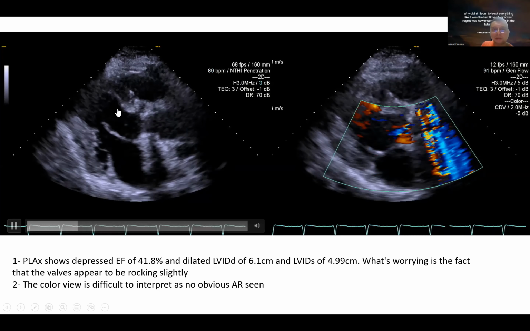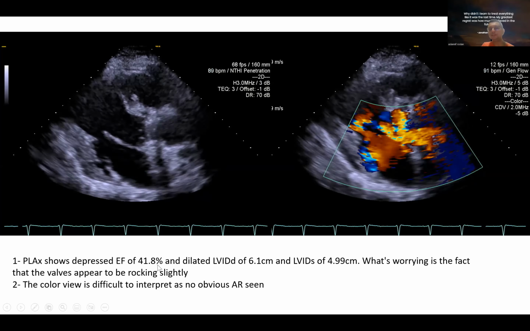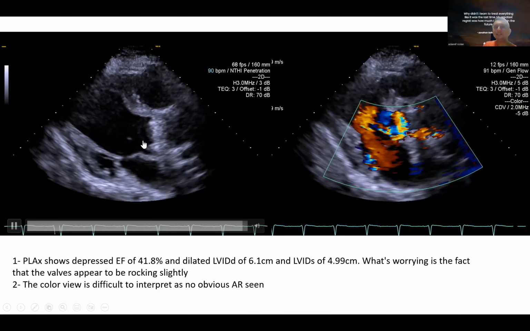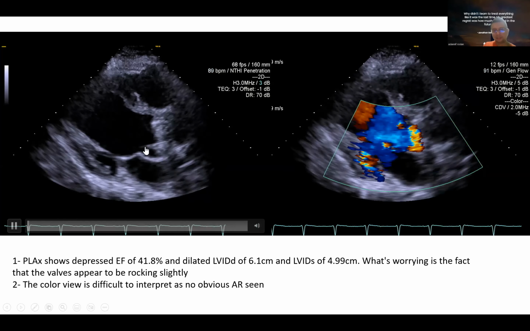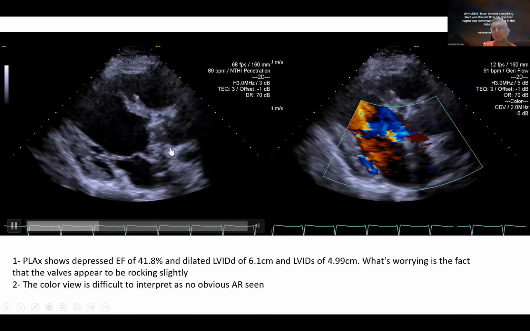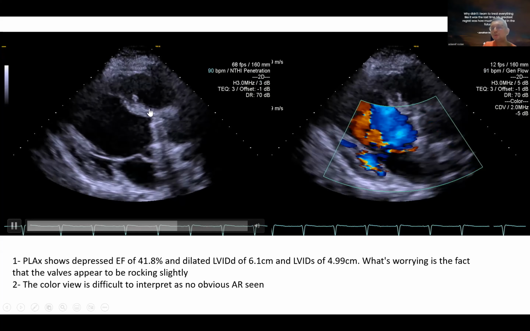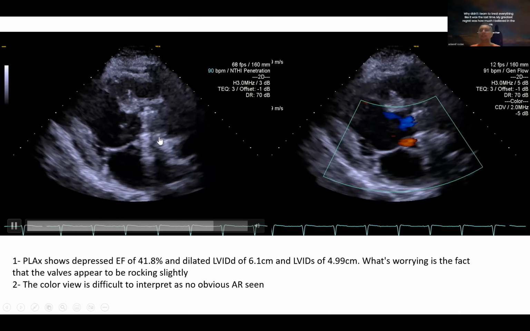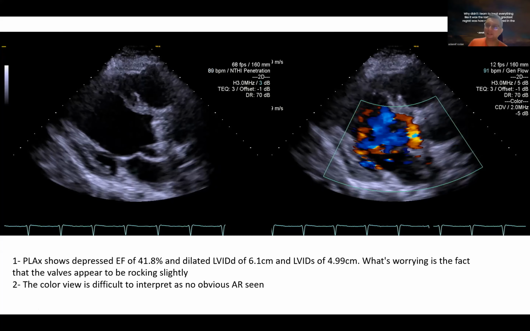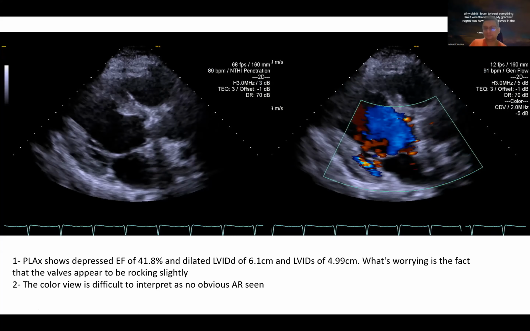This is a parasternal long axis view. Number 1, you can see that the ejection fraction is depressed at 41.8%. Remember, in a pregnant lady, a depressed ejection fraction is straight away a high-risk pregnancy. Number 2, if you look carefully at the mechanical aortic valve, not as obvious as the previous patient, we can see that the aortic valve is rocking slightly. It's never good news. Someone having a rocking mechanical aortic valve is even worse if the patient is pregnant.